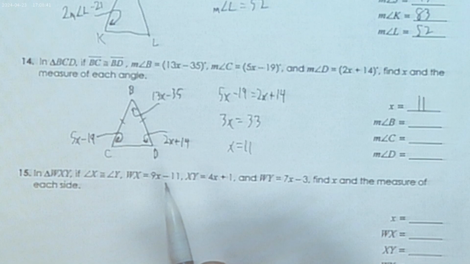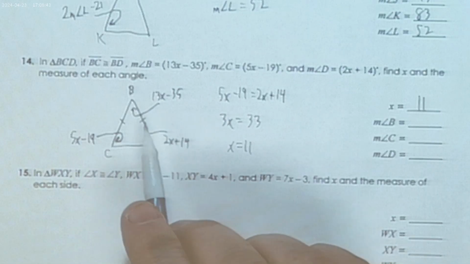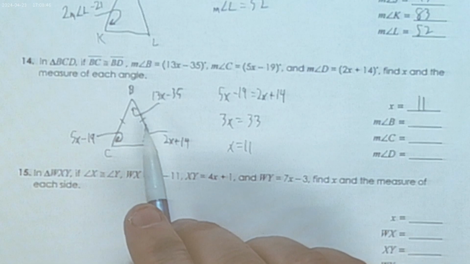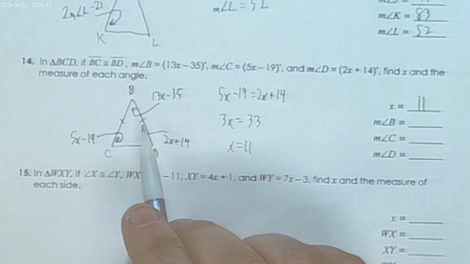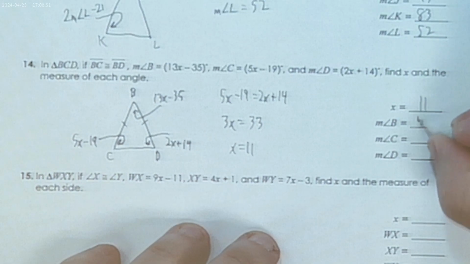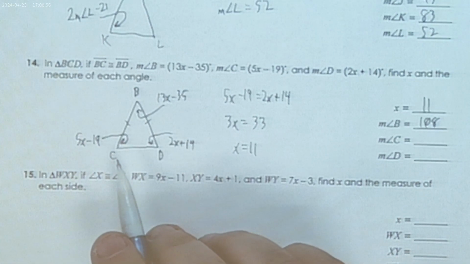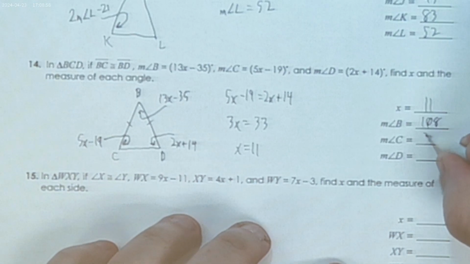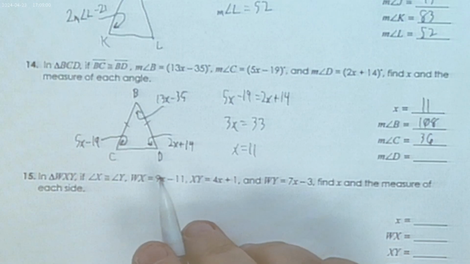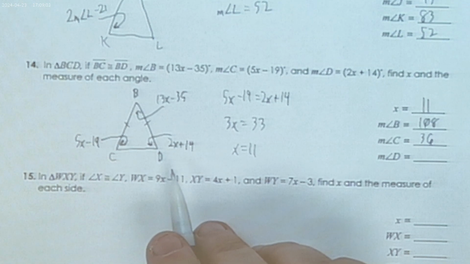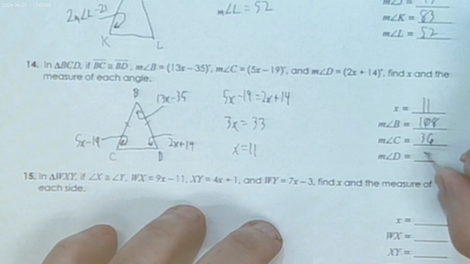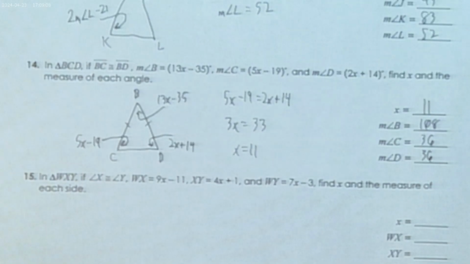Okay. Starting with B, 13 times 11 minus 35 is 108. C is 55 minus 19, which is 36, obviously not to scale. And then D is 22 plus 14, which is 36. Oh, yeah. I forgot that with isosceles triangles, I only had to solve for one of these and they would be equal. Kind of proof of that point here.